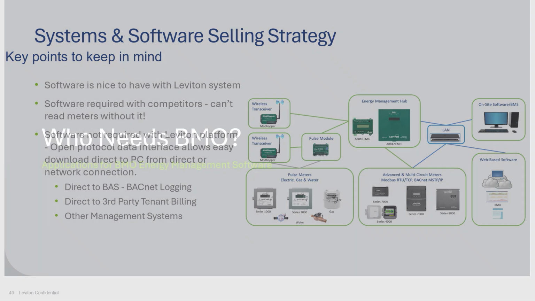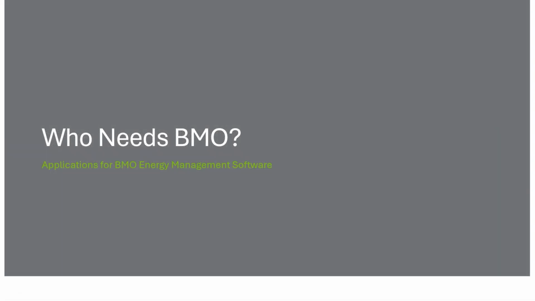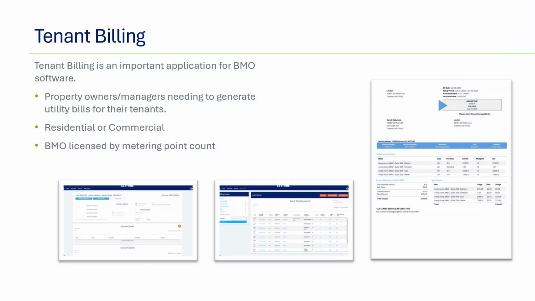Who needs Building Manager Online energy management software? Tenant billing is an important application for BMO software. It is used by property owners and managers needing to generate utility bills for their tenants. These can be residential or commercial properties. All BMO accounts are licensed by metering point count in blocks of 50 data points per license. For tenant billing, this is typically just the consumption or kWh values, which is one data point per tenant.